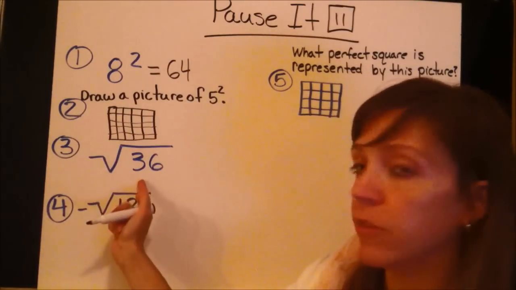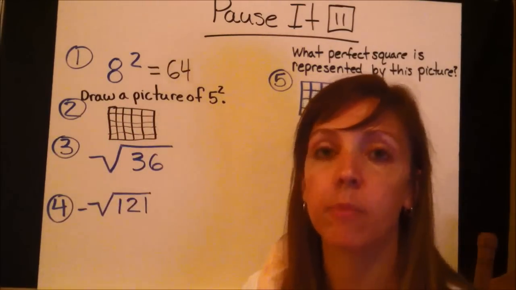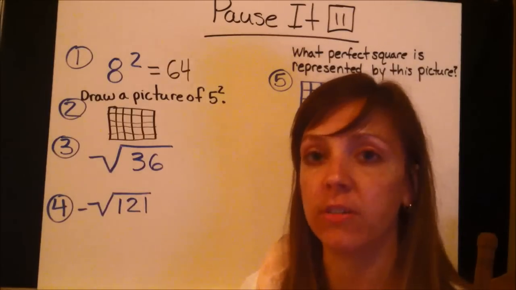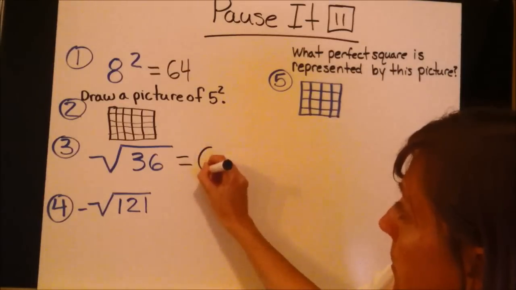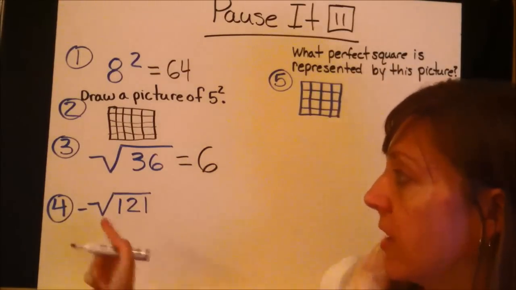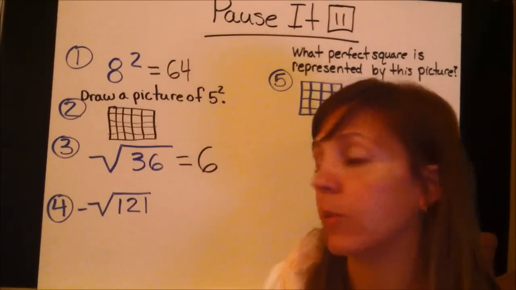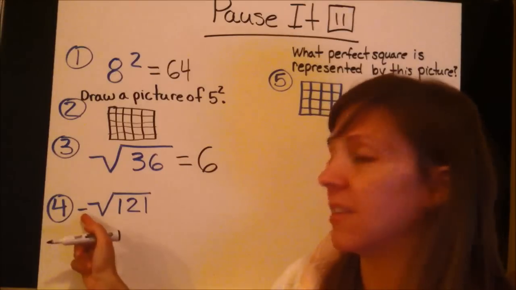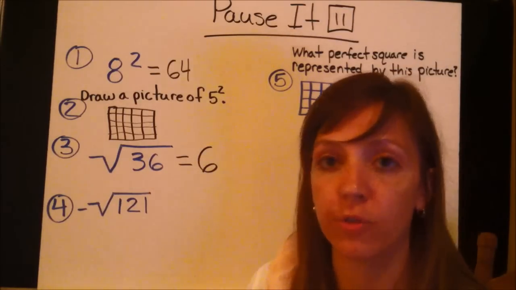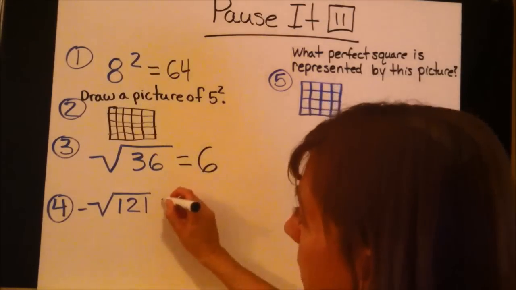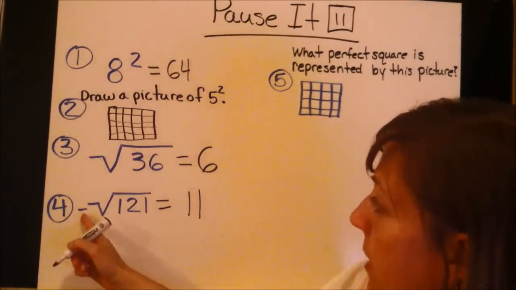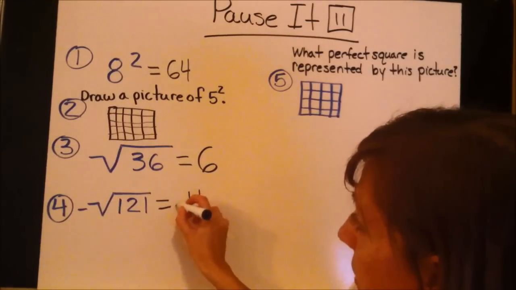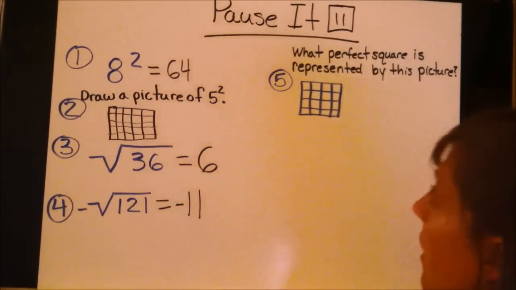Number 3, the square root of 36. What number multiplied by itself will give you 36? 6. 6 times 6 is 36. Number 4 is the square root of 121, but it's the negative square root of 121. Well, I know that 11 times 11 is 121, and I have to put a negative sign on it because I'm looking for the negative square root.